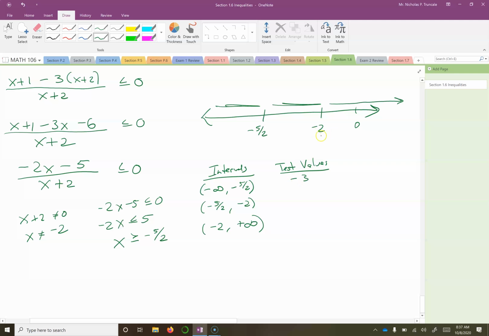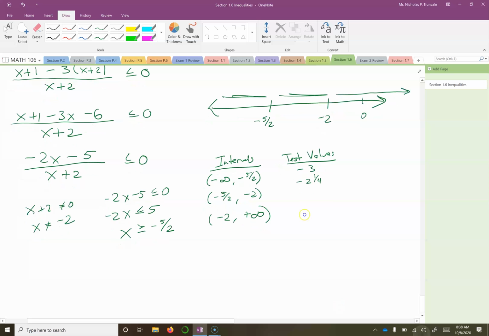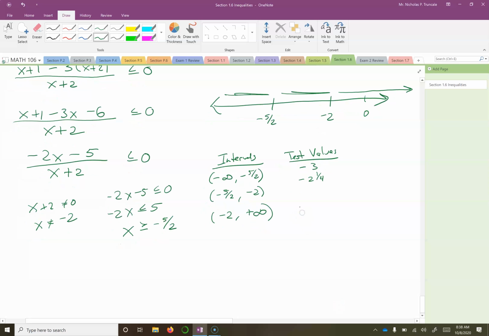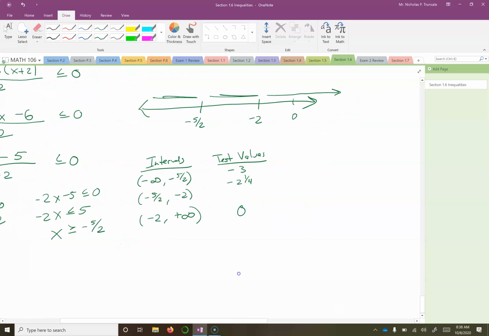This one's a little tricky because it's -2 to -5/2, so maybe we'll choose -2 1/4. It's sort of just the simplest fraction between those two numbers. And then for greater than -2, if you can get 0 as a test value, that's always going to be to your advantage. Okay. So far, so good.